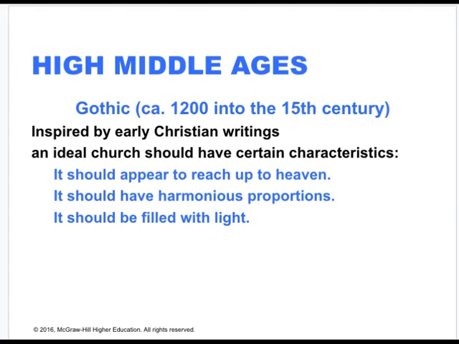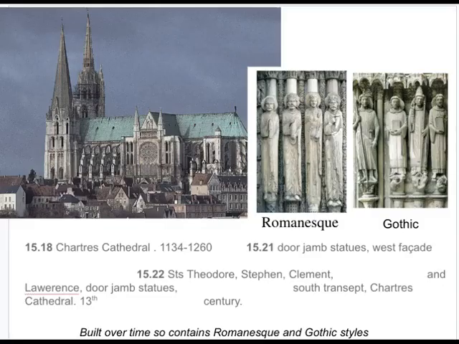So they went away from those heavy, more stocky-looking Romanesque style cathedrals, and you start to get into this Gothic style that looks like this. This is Chartres Cathedral, just one of many, many Gothic style churches and cathedrals you can find in Europe. This is 1134 to 1260. I think my wording here is a little messed up, so let me tell you what it says.